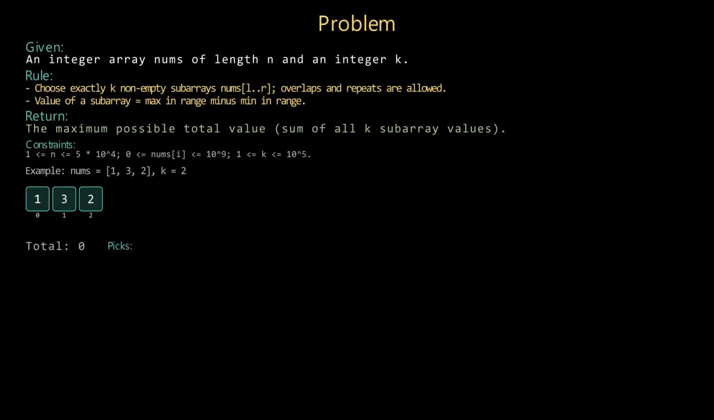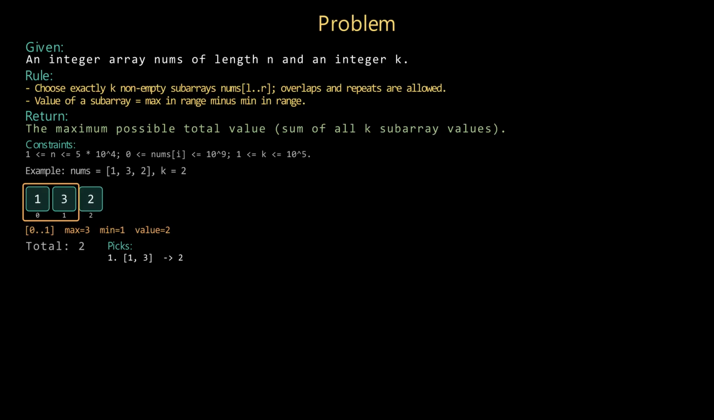Given an integer array nums and an integer k, choose exactly k non-empty subarrays. They may overlap and you may repeat the same range. Each subarray scores max minus min inside that range. Goal: maximize the sum of all k scores.